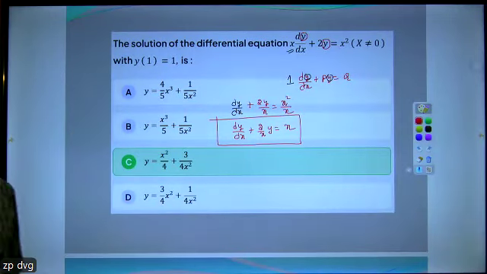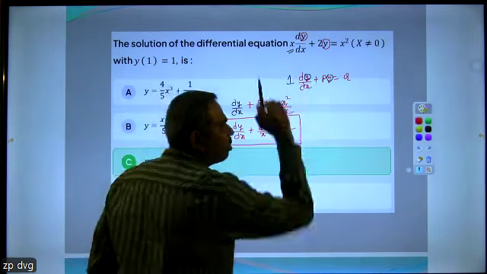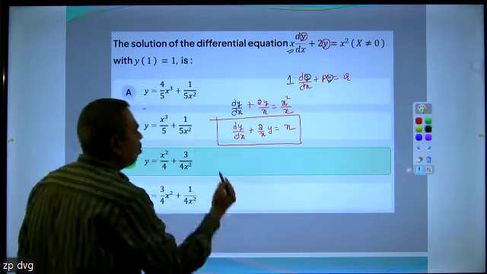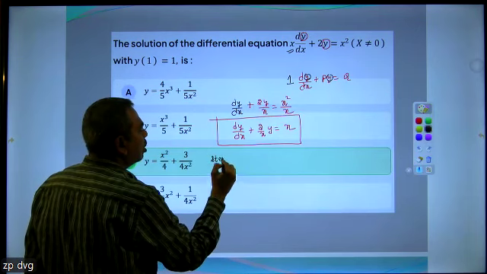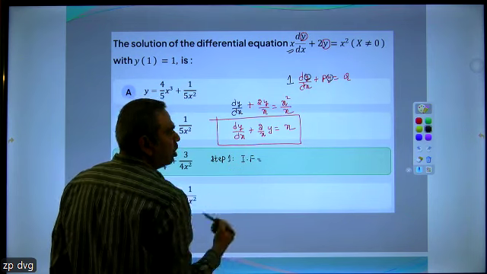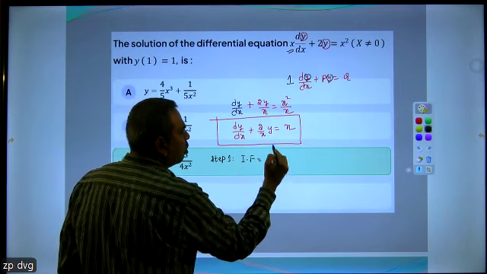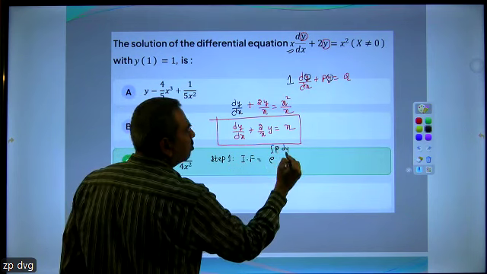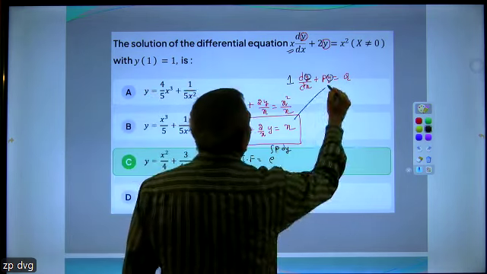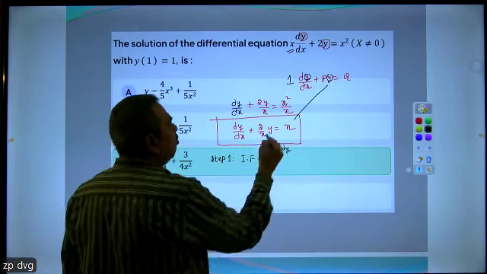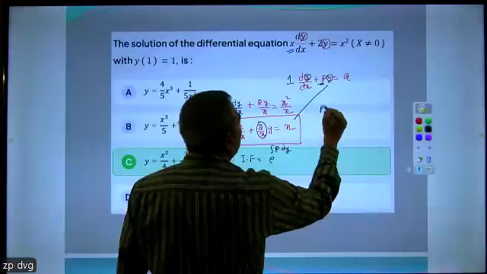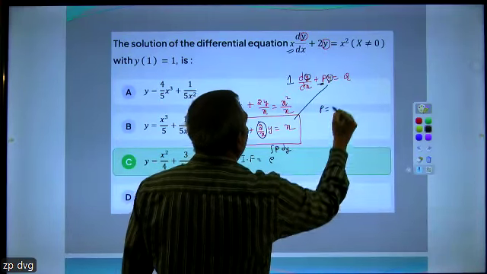Where the coefficient of dy by dx is 1, we have to apply the properties. What is step 1 I said? Integrating factor. What is the integrating factor? It is e to the power integration of p dx. Can you tell me what the p value is? Let us compare this one to this one. Before y, 2 by x is there, and before y, p is there. So the p value is nothing but 2 by x.